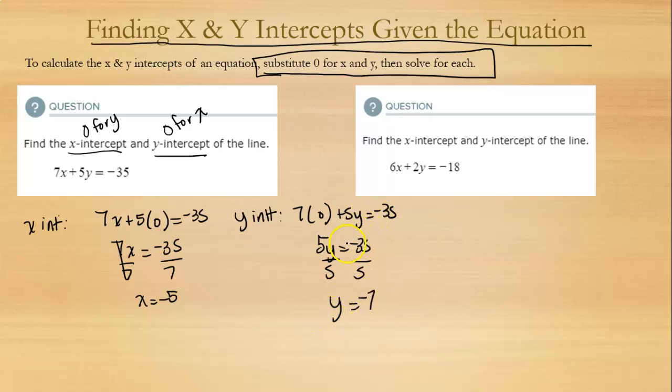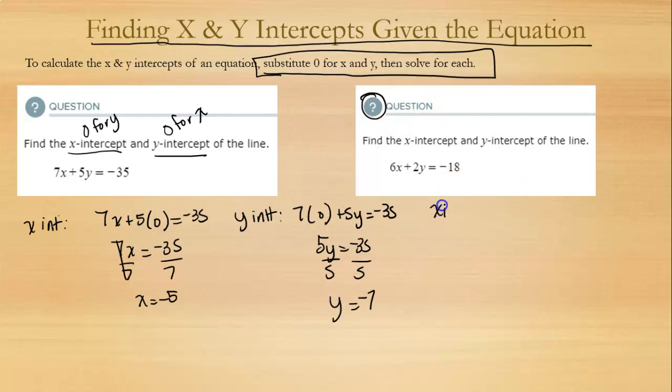The most common mistake people make when they get this wrong on Alex is they flip-flop these. They don't pay attention to which is which, and they say that the x-intercept is -7 and the y-intercept is -5, but that's backwards. So keep an eye on this when you do this on your own on the Alex program. You pause the video and try this one on your own.